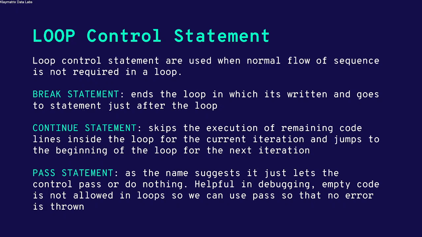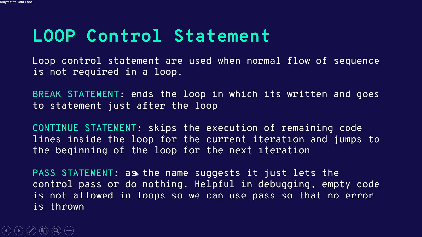This was the break statement. The continue statement skips the execution of the remaining code lines inside the loop for the current iteration. So let's say a loop is running 5 times, and you have written a continue somewhere based on some logic. After the first iteration, you encounter the continue statement, so it will skip the remaining code for that first iteration and go to the second iteration. Basically, it skips that iteration and continues from the beginning of the loop for the next iteration.